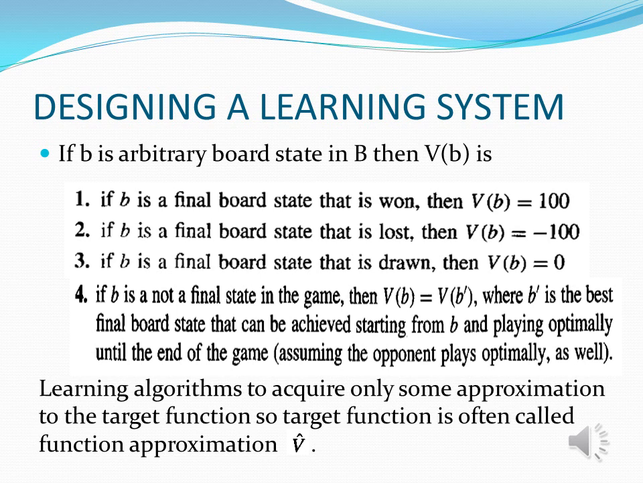If B is not a final state in the game, then V of B equals V of B complement, where B complement is the best final board state that is to be achieved. Learning algorithms acquire only some approximation to the target function. So, the target function is often called function approximation, V cap.